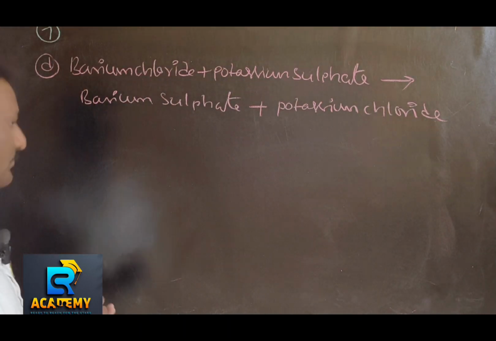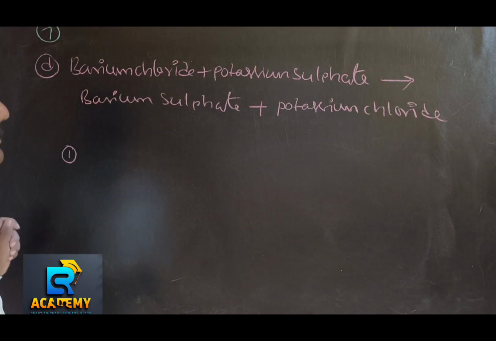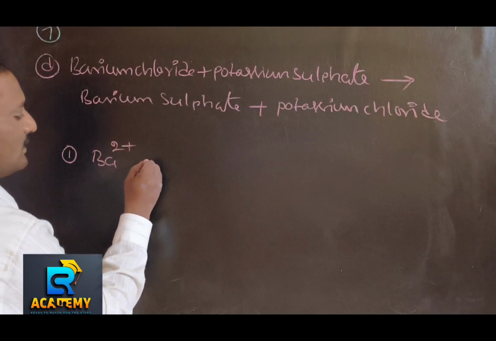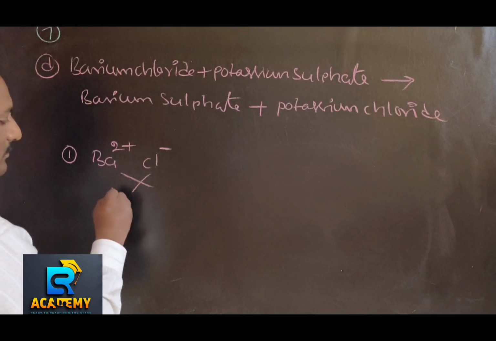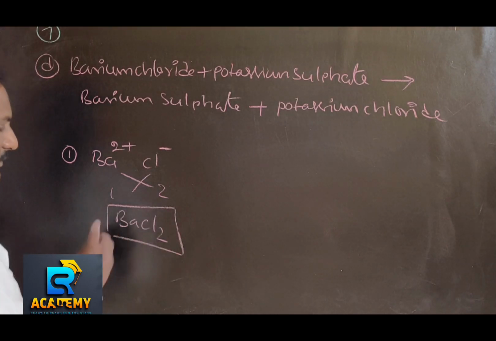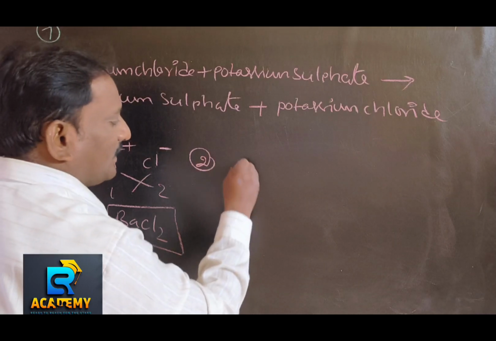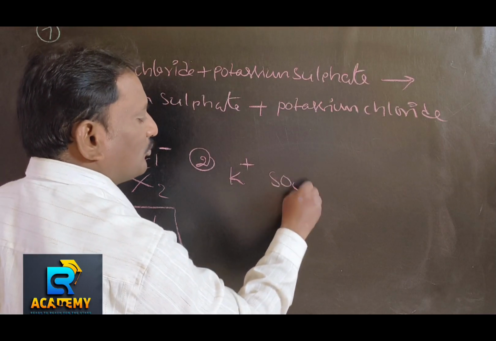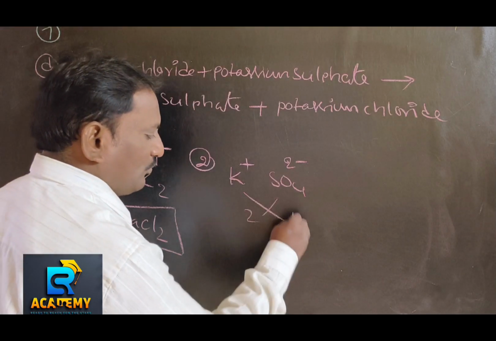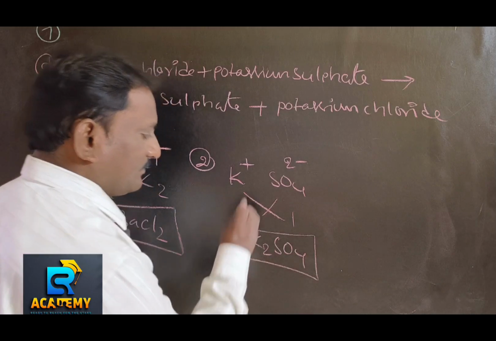First of all, let us frame the chemical formulas. First one is barium chloride. Barium ion Ba2+, chloride Cl-: barium chloride. Second one is potassium sulfate. Potassium K+ ion, sulfate SO4 2-. Crisscross 2, 1: K2SO4, potassium sulfate.